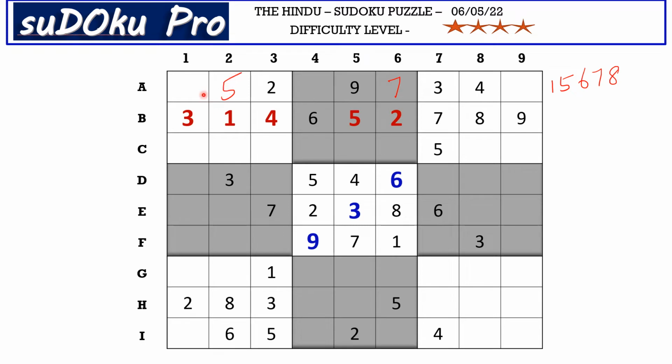Now 5 and 7 are done. So now the missing numbers are 1, 6 and 8. Since there is an 8 blocking from here, this A9 cell takes 1, 6. There is a 6 blocking here. So A4 takes 1, 8. And there is a 1 blocking here. So A1 takes 6, 8. That is, it takes a 1, 8, 6 triplet. This is nothing but a 1, 6, 8 triplet.